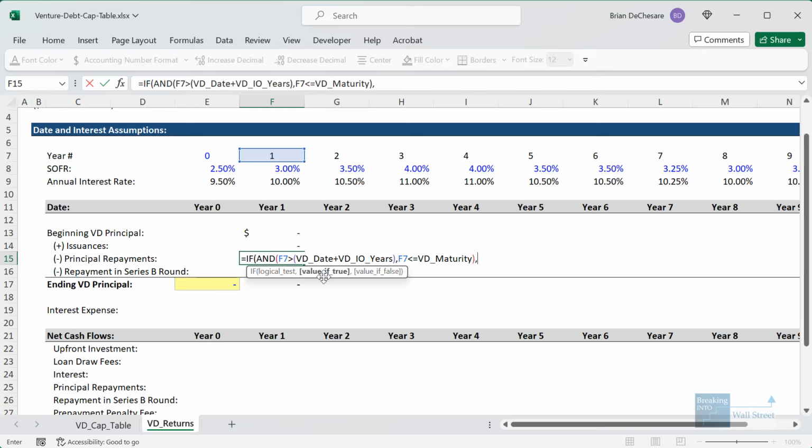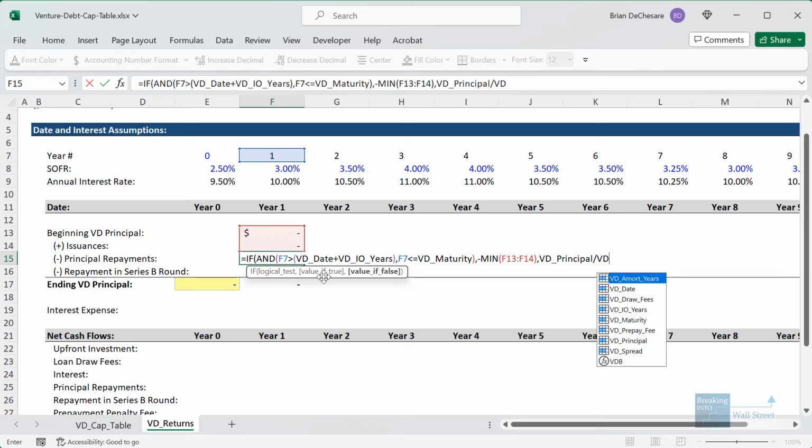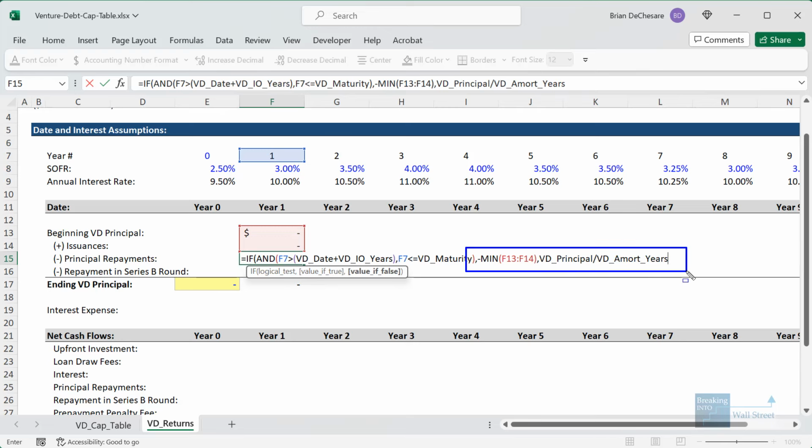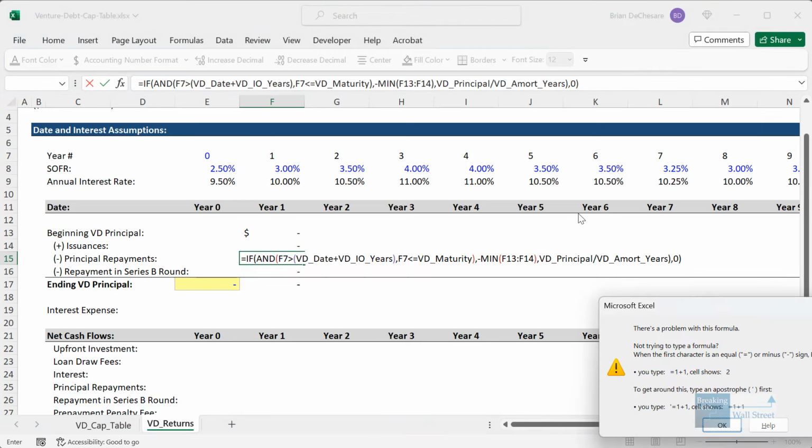If both those conditions are true, then we want to take the minimum between the remaining balance so far and then our initial principal issued divided by the number of years over which we're amortizing this. And this just handles the case where we've already amortized so much that there's only a little bit left. We don't want to amortize the full amount. We just want to repay the entire remaining amount. So we have that, and I'll say 0 if these conditions are not true.